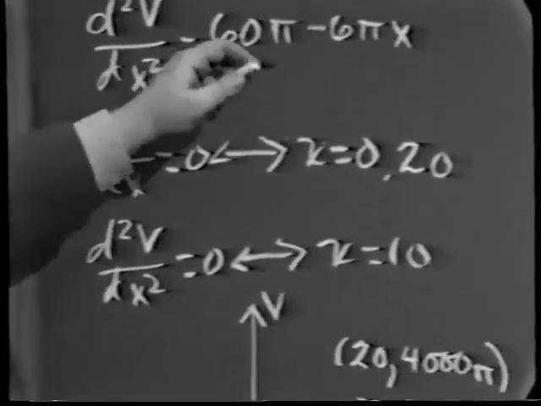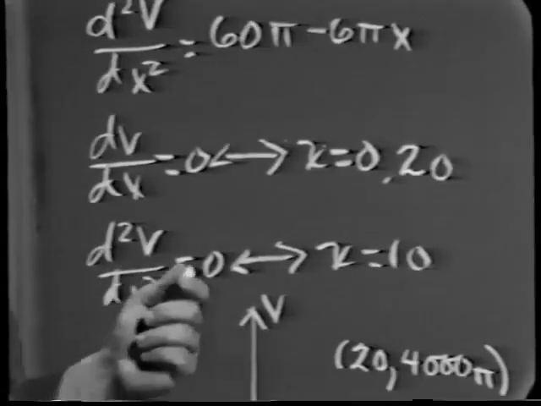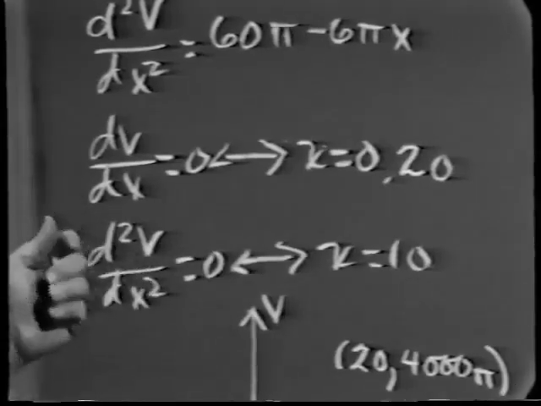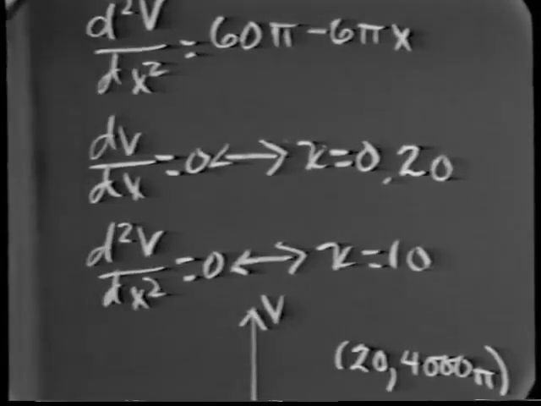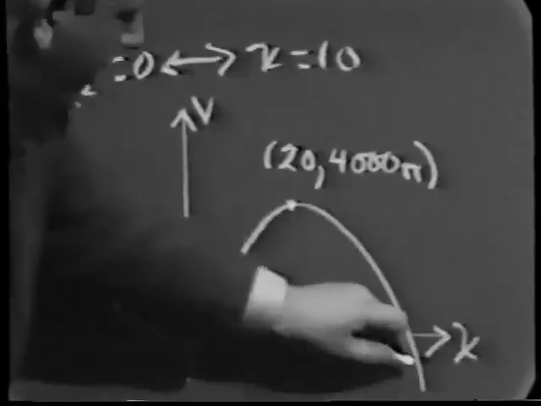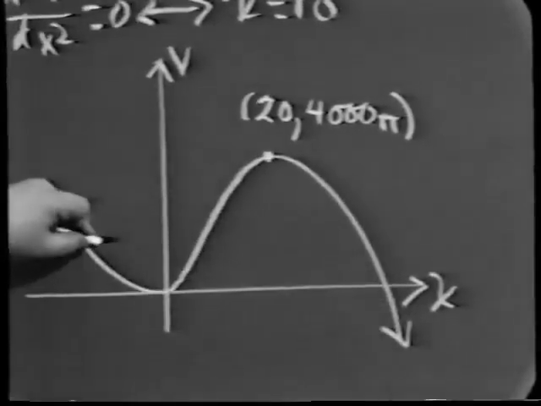I leave these details to you because after the homework assignment you did last time, these should be fairly trivial exercises to do. But the idea is, if you now utilize all of this information, you find that if you plot v versus x, you get a graph something like this.